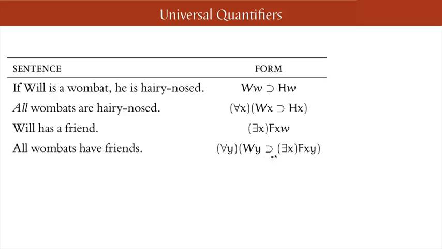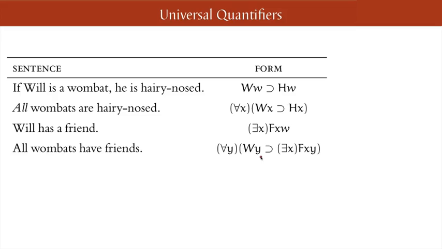And you'll notice here, because we're talking about two roles, we're talking about the role of being a friend of Will, or being a friend of y in this case. We need a variable x for that. And we've got another variable, the variable y, which is the role that is being filled here of anything that we're checking to see whether, if it's a wombat, it's got friends.